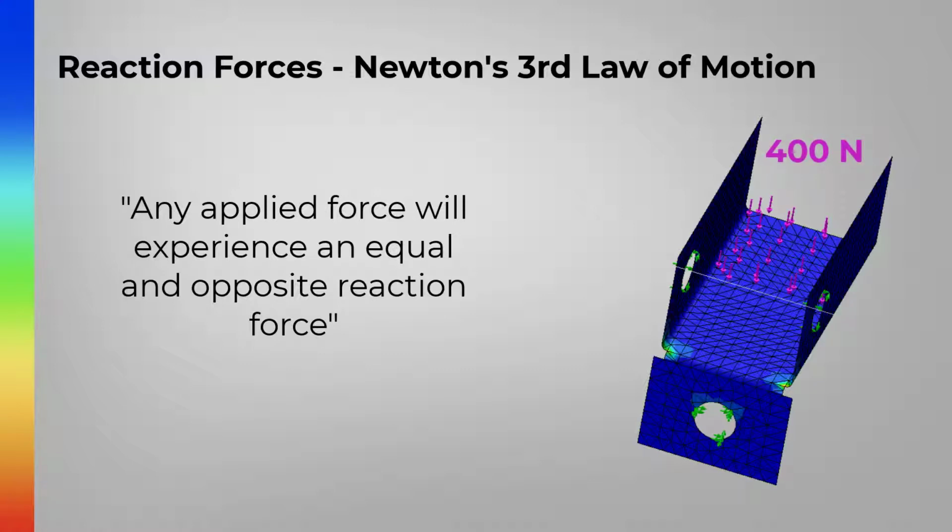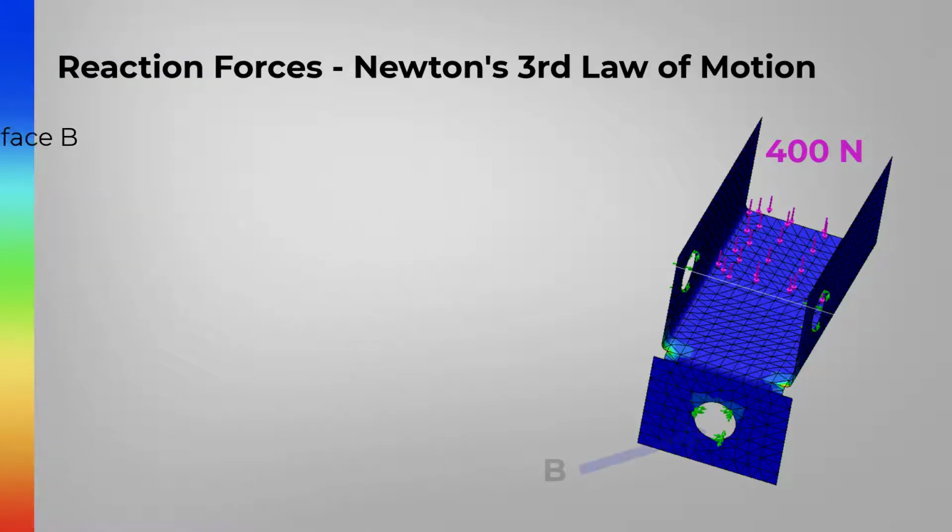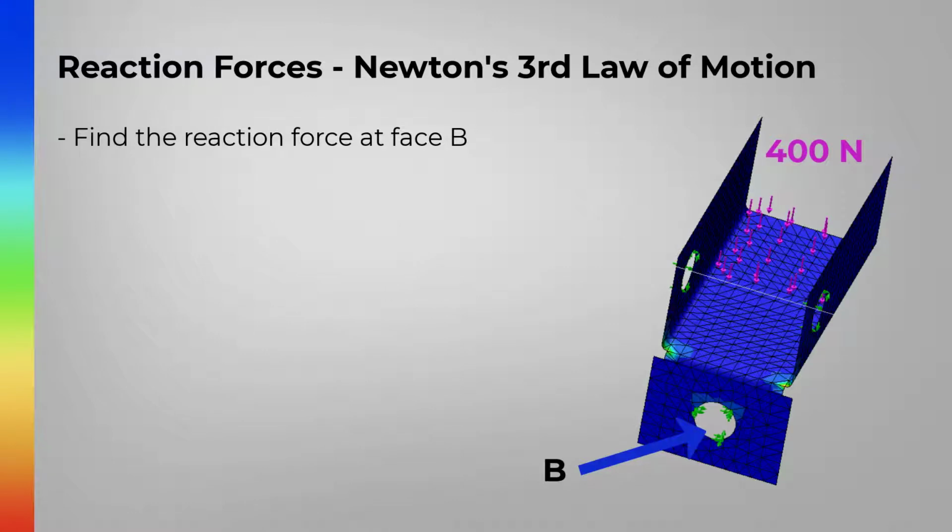This means that throughout the different parts of the model, there will be different reaction forces that in total will equal the applied force of 400 newtons. In our problem statement here, we are asked to find the reaction force in a specific location, which is at the fixed face of hole B. So let's go ahead and find that.